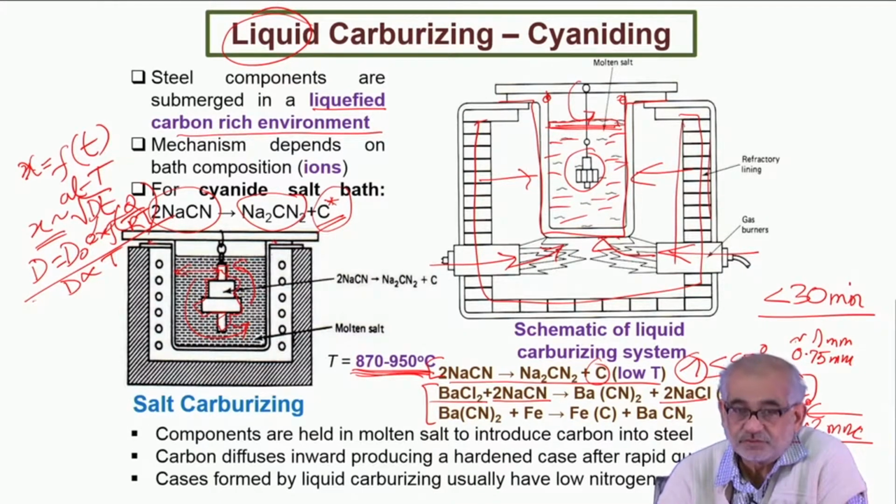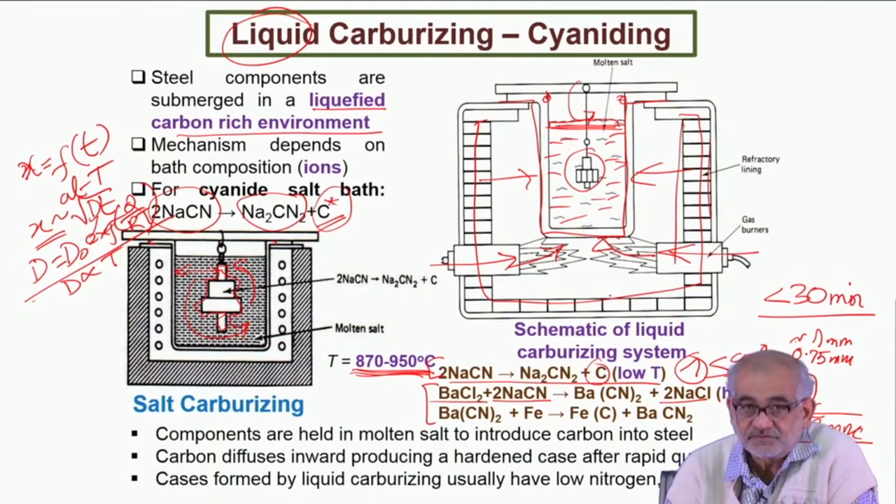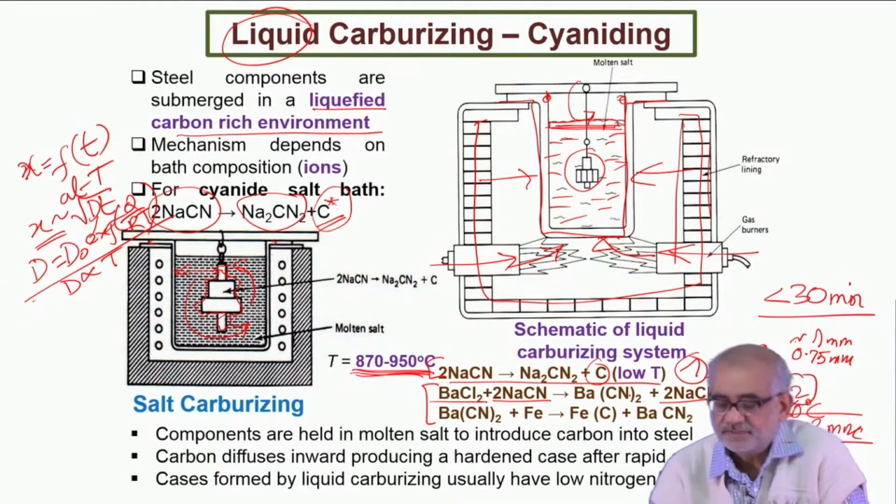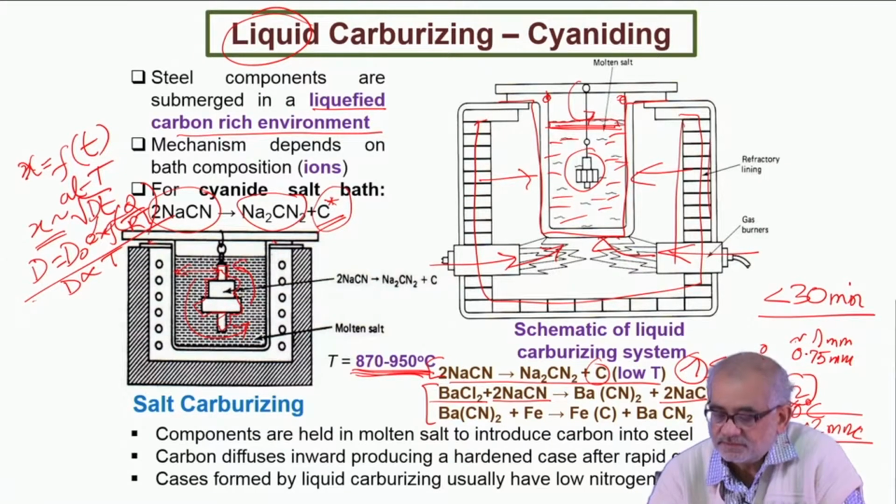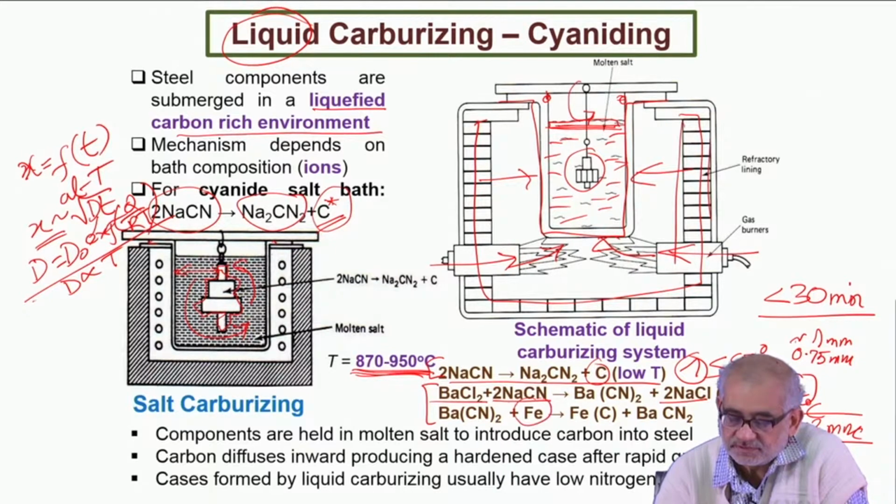In fact, some amount of sodium chloride or potassium chloride salts are always added as additional compounds which actually prevent unnecessary chemical reactions from outside. So they remain more or less neutral, but with the addition of barium chloride, barium actually displaces the sodium cation and forms the barium cyanamide, and then barium cyanamide in turn reacts with the heated steel or iron and dissociates and liberates carbon.